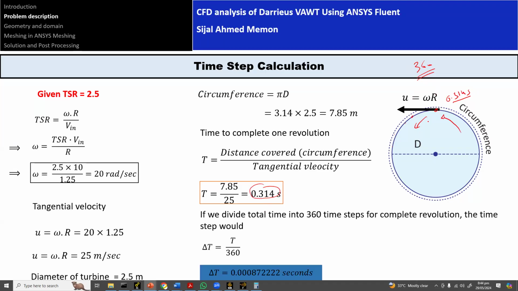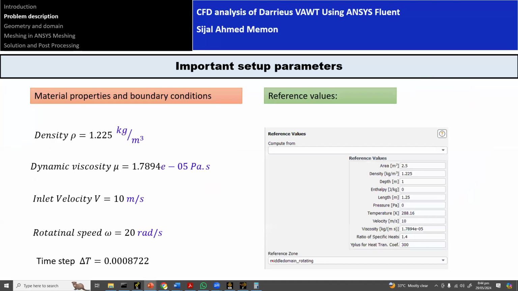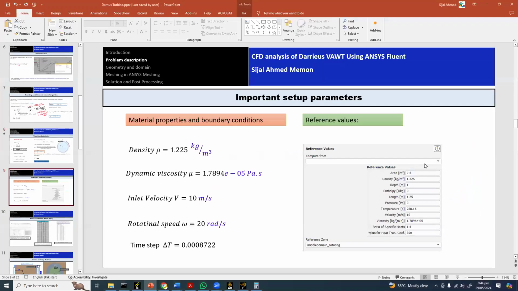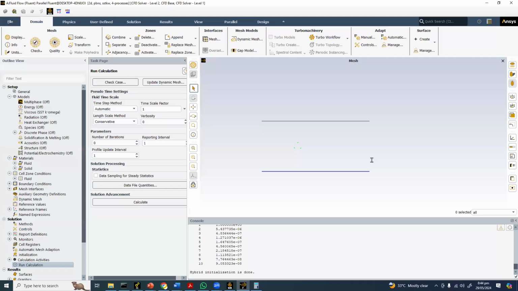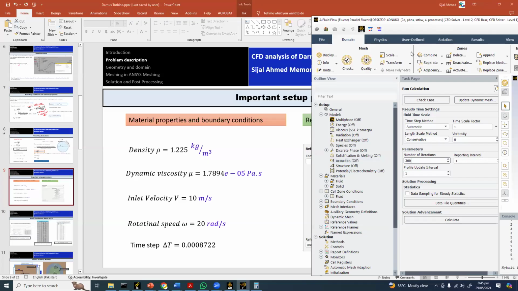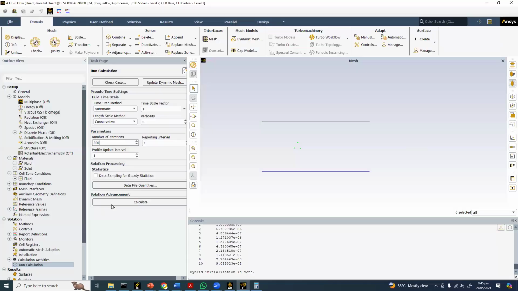So the value I'm going to get for one time step is 0.0008722. That value you have to put over here. Sorry, one more thing. Right now this is the steady state, so I'm going to run 300 iterations. When we change to transient, then I will use the time step here. Okay, now simply click on calculate.